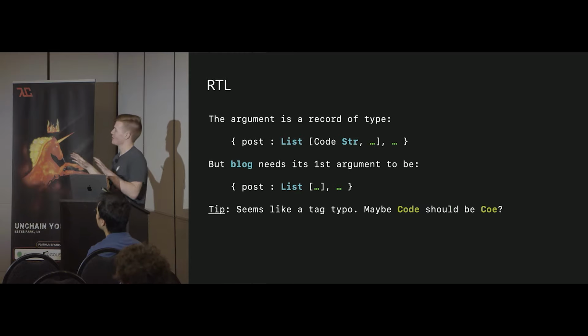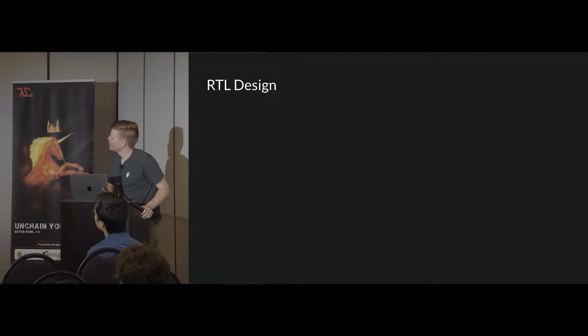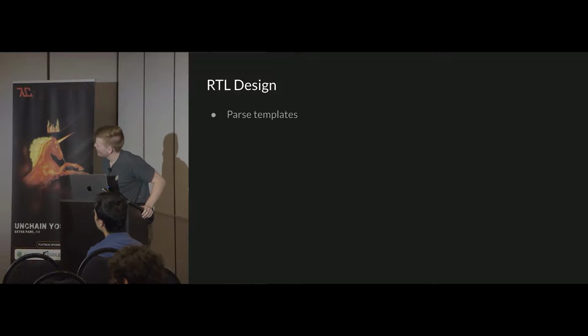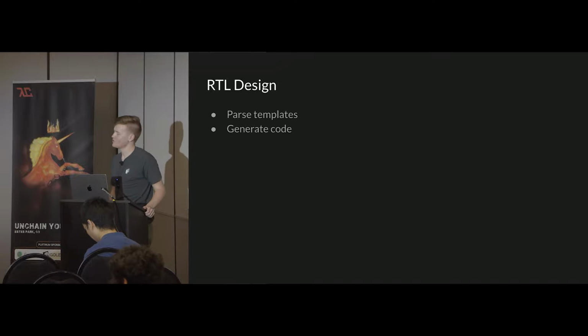Now they're just gone. Now the compiler will tell you immediately. You don't have to run the code. You don't have to try to make sure you test all the code paths. The compiler will do it for you. Okay, so to emphasize how RTL works, well, first we parse the template, then we generate code.